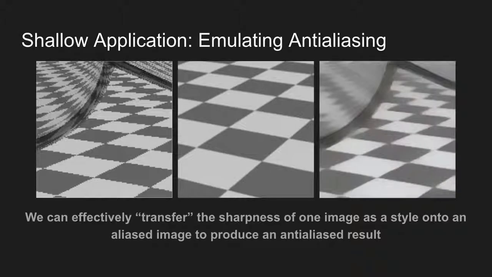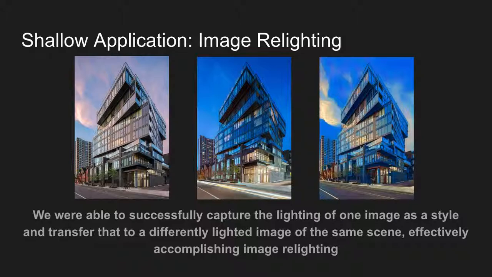So that was the extent of our artistic applications and research, but we want to even further explore the extent that style transfer could have on graphics as a whole by emulating different graphics concepts. Some didn't work, but the ones that did were anti-aliasing, where we could effectively transfer the sharpness of one image as a style onto another. Image relighting, where we could capture the lighting of an image as a style and transfer that to the same scene at a different time of day.